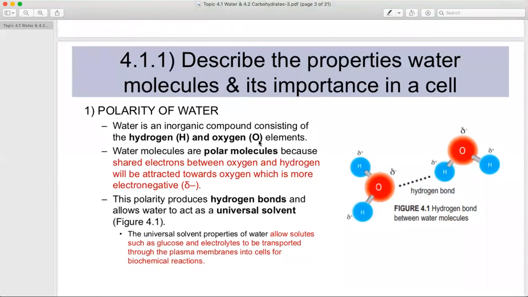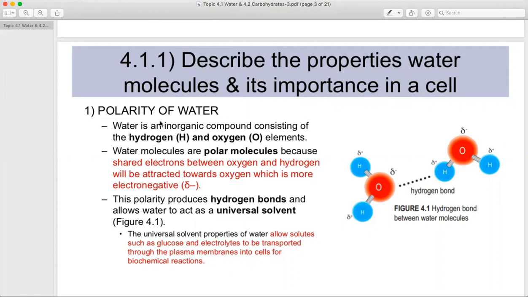So untuk water, first pelajar kena tahu the properties of water dan apa kepentingannya kepada sel. So the first one is the polarity of water. Apa yang dimaksudkan dengan the polarity of water?